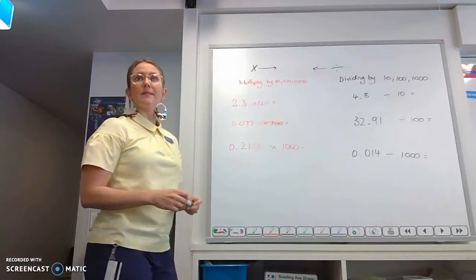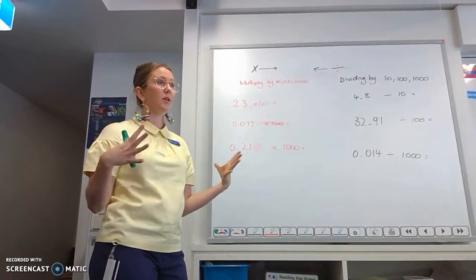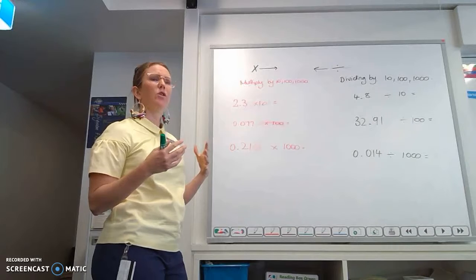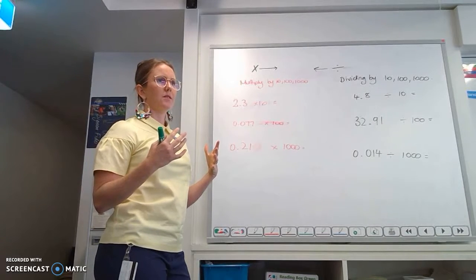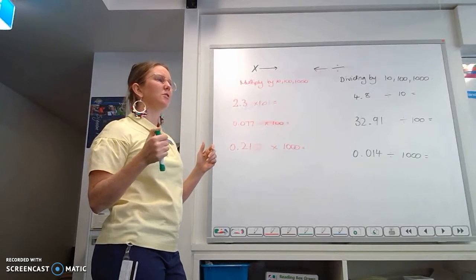Okay, so I've got a lot of people saying, I don't know how to do this, which is excellent, but this is a good revision for everybody. We're multiplying and dividing by powers of 10. What do I mean by powers of 10? By 10. It's got a little bit to do with place value.